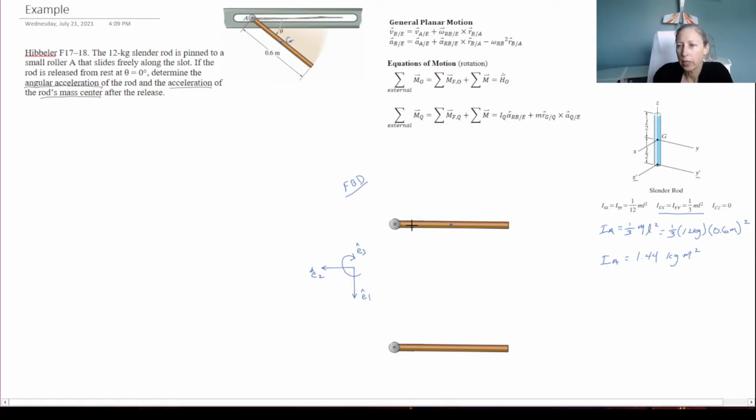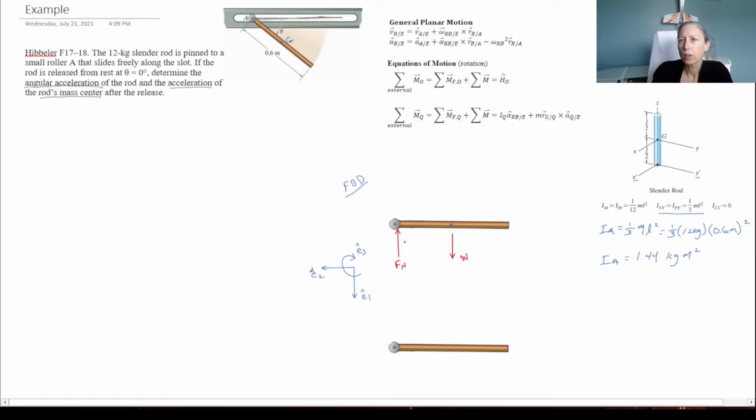And so we know we've got a force, the force of gravity, of course, we always have that. So there's the weight. And we've got some other force here, right? We've got this force at A. So I'm going to call this the normal force. This is just the force that the slot is exerting on point A. All right, and I think that's all we have.